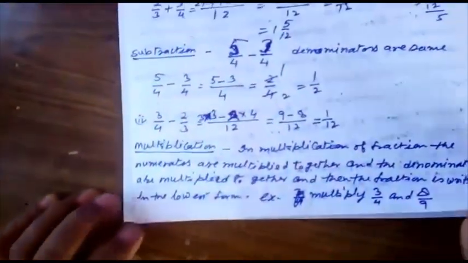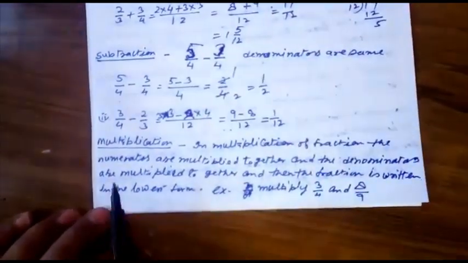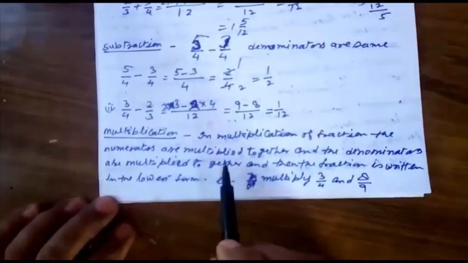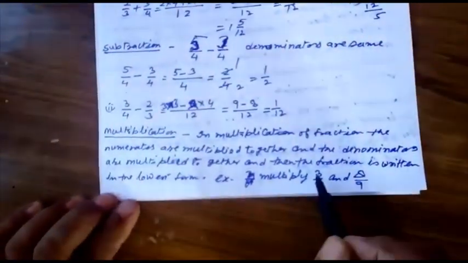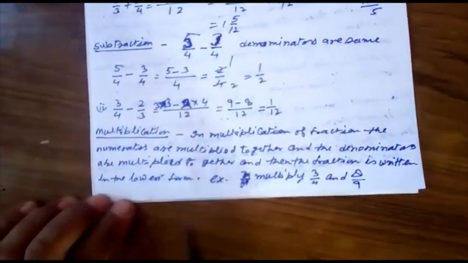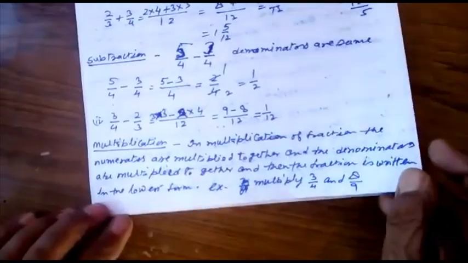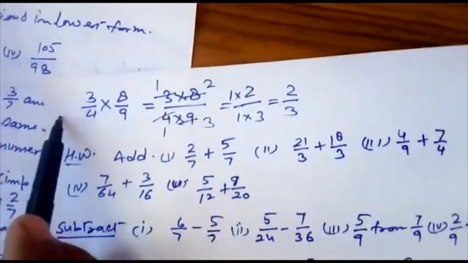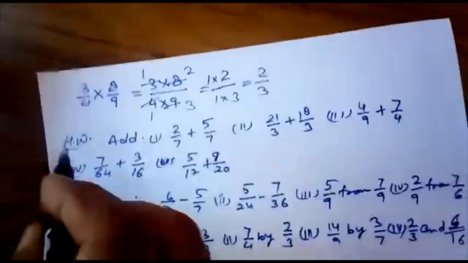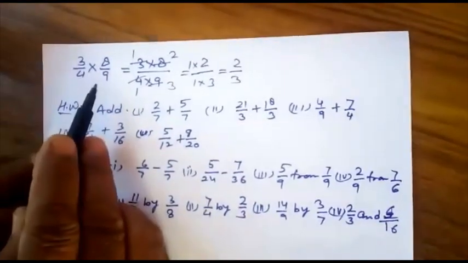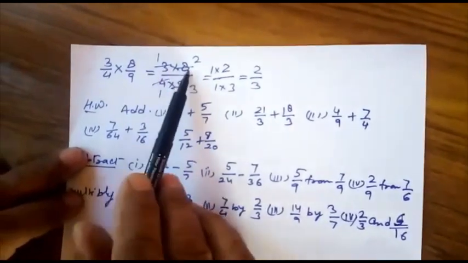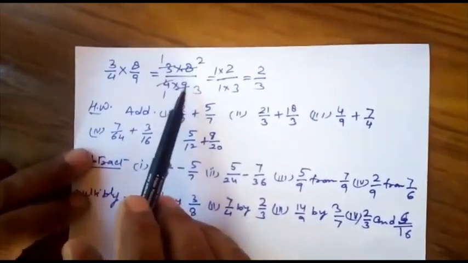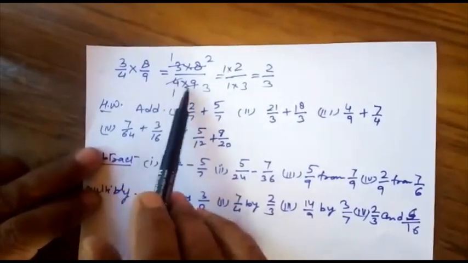Now multiplication. In multiplication of fractions, the numerators are multiplied together and the denominators are multiplied together, and then the fraction is written in the lowest form. For example, multiply 3 upon 4 and 8 upon 9. 3 upon 4 into 8 upon 9 is equal to 3 into 8, numerator multiplied by numerator, denominator by denominator. It will come 3 into 8 upon 4 into 9.